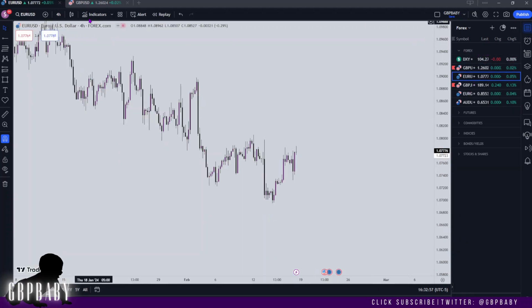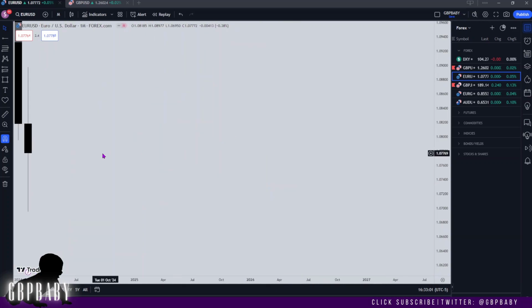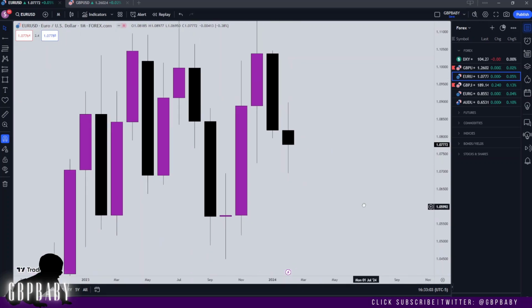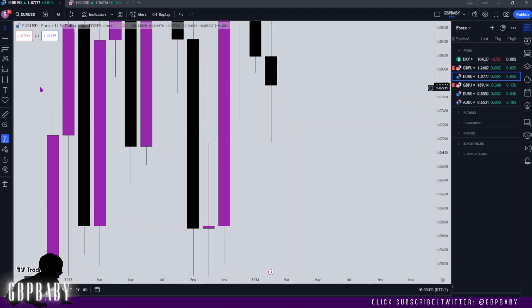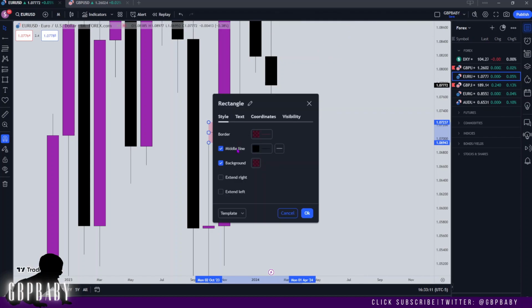So here we are on euro. Let's start on the monthly. And just like GBP, I am still bearish. Now what you'll find is that euro has actually already traded into a monthly fair value gap and traded out of it recently. So we'll look at that and how that's delivered on the lower time frames.